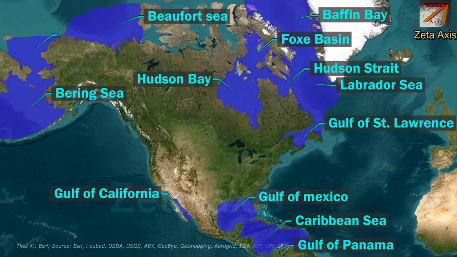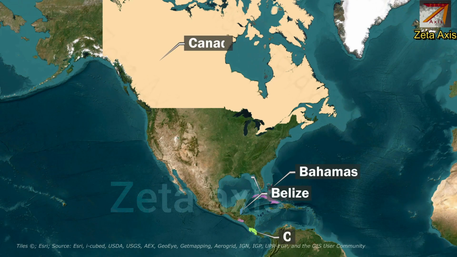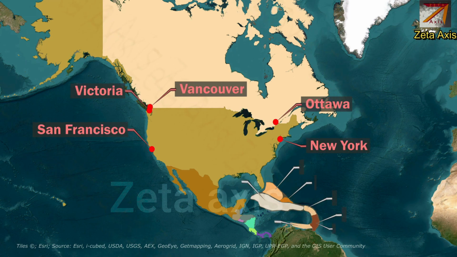Today we are going to discuss the important water bodies of the North American continent. In this video, we will discuss important rivers, lakes, gulfs and seas of North America. The whole mapping of the North American continent we have divided into four parts. In the first part, we will discuss countries, cities and islands of the US.